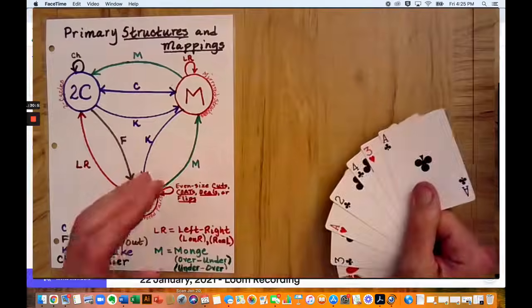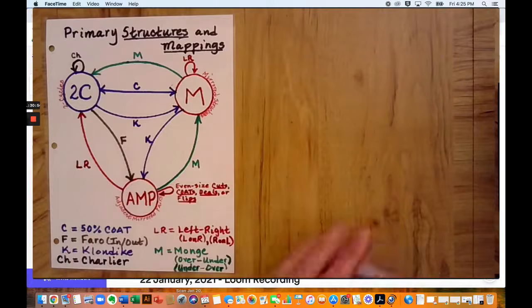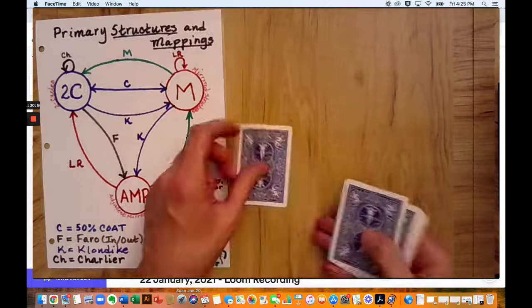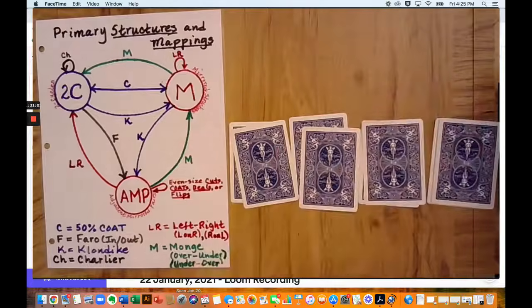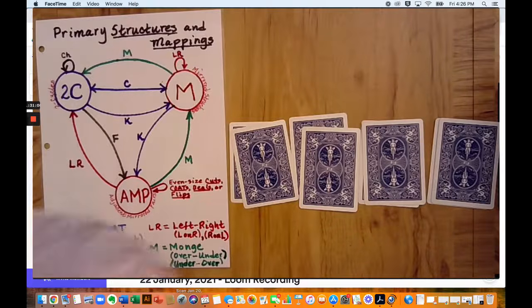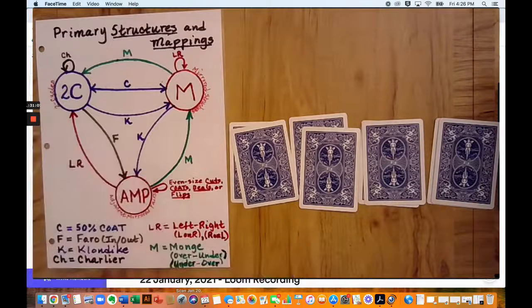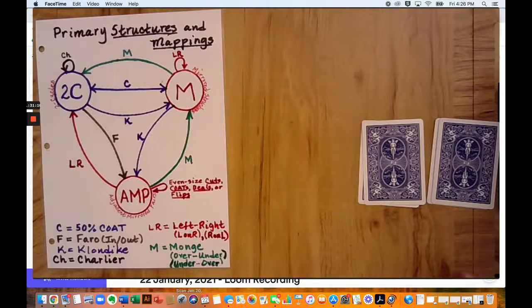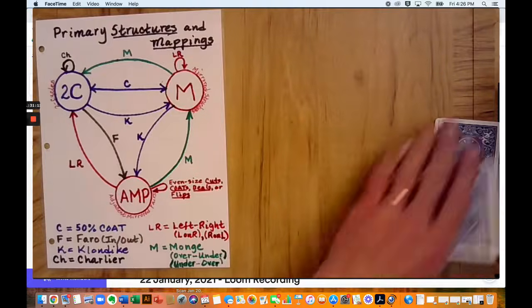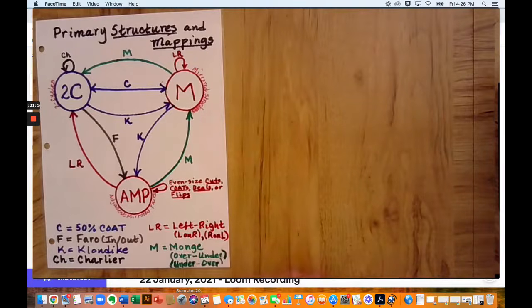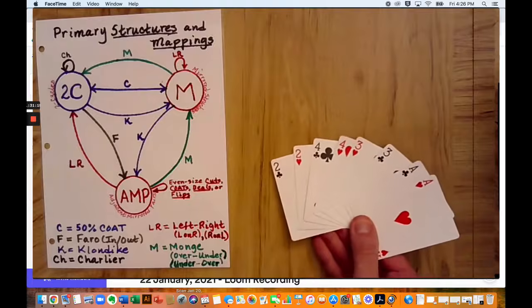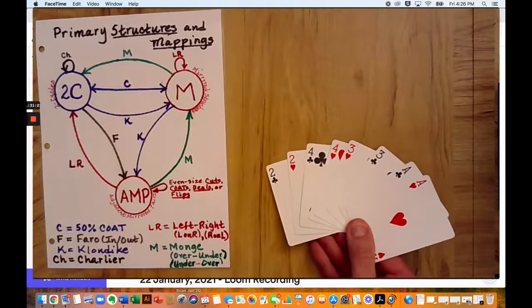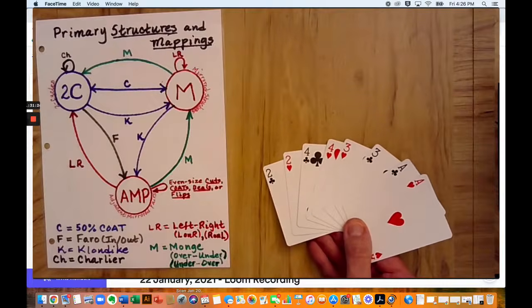We need to get back to an AMP. So let's do that. Oh, by the way, here's another way to get back to an AMP: just deal out the cards into half the number of cards you have, and then go ahead and stack them. Actually, you can stack these in any order because you've already paired them. Okay, great. So here we're back to an AMP.